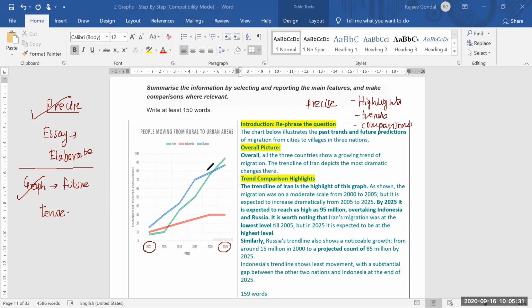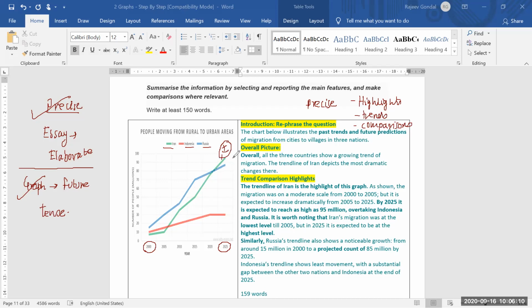Okay, so first of all let's study this graph and then we will study the answer. As we can see, there are three trend lines, and the three trend lines depict three countries: Iran, Indonesia, and Russia. As far as the trend line of Iran is concerned, the green one, you can see this is showing the most substantial growth. This one is Iran, and it was at the lowest point, and it crossed Indonesia and Russia to move to the highest point by 2025. So we can consider this as the highlight of this graph.